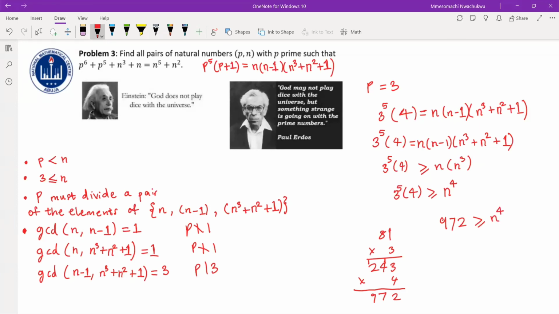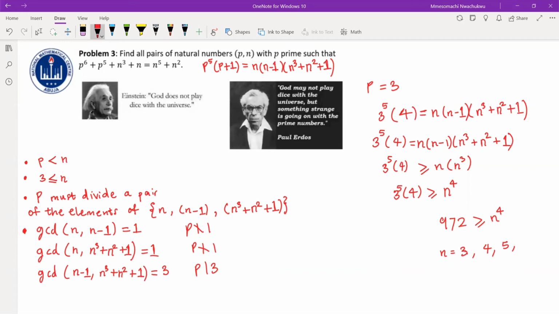We can easily see that, recalling what I've already said, 3 is less than or equal to n. So we're going to test 3, 4, 5. Now the fourth power of 6 is 216 times 6, which is 1296. We see that the fourth power of 6 already surpasses 972. So we'll just test 3, 4, and 5.